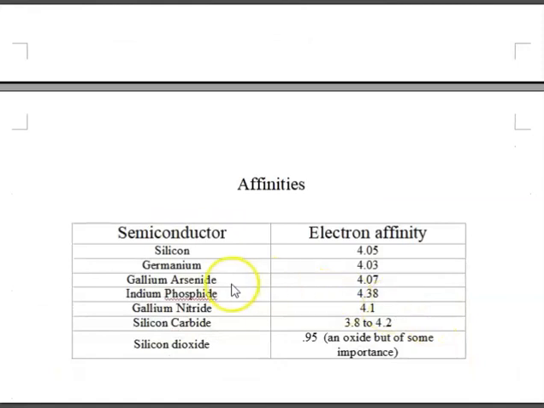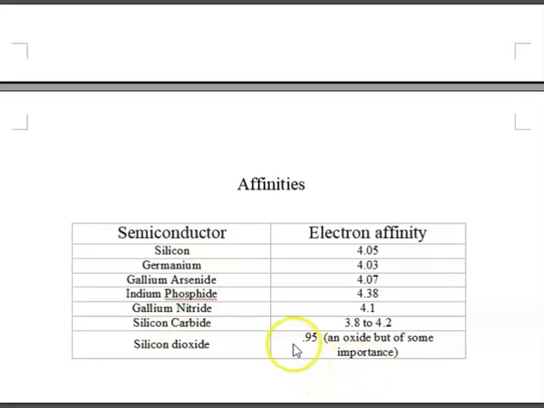Okay, if we look at some of the affinities for common semiconductors, they're all centered around 4 to 4.1, except for one outlier in indium phosphide. There's always one special crazy case, which is about 4.4, but all the others are about 4.0 to 4.1. Silicon carbide has a range of affinities depending on the particular structure of the silicon carbide. And I've included one non-semiconductor, namely silicon dioxide glass, which has a very low affinity.